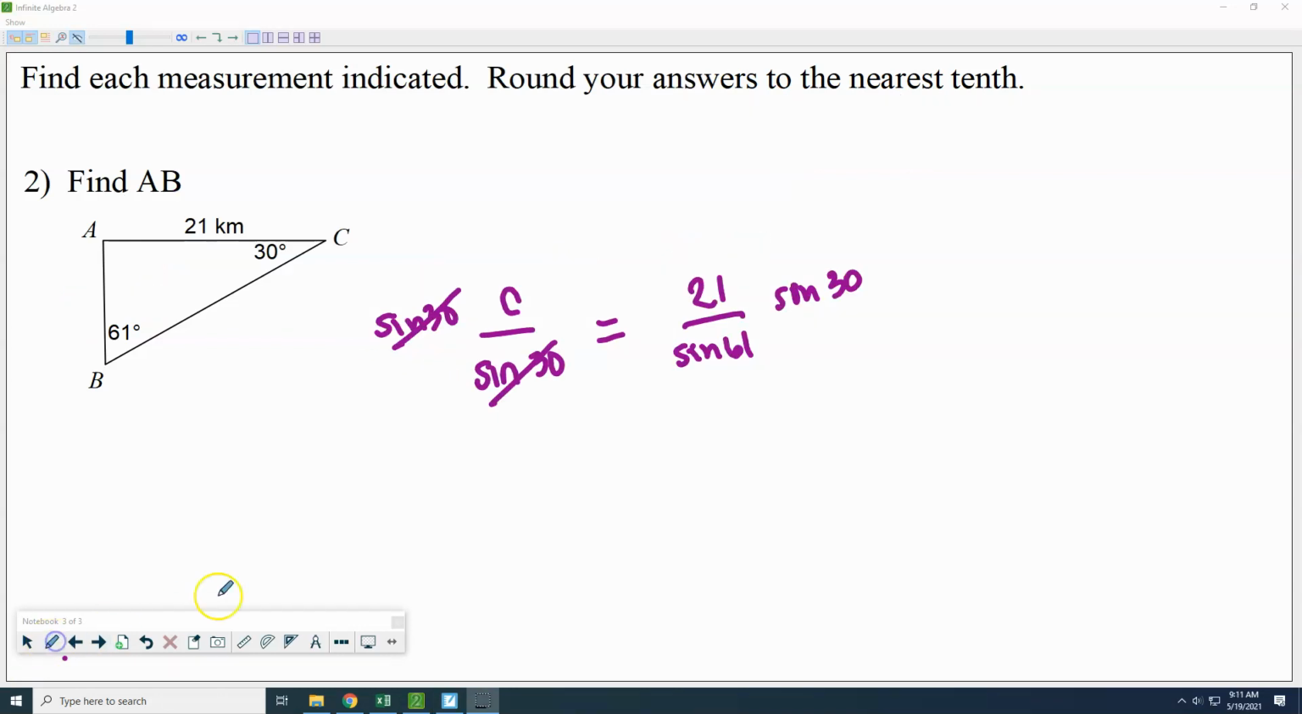And then when I plug that into my calculator, it gives me that side c is equal to 12. So 12 kilometers. So this side is 12.